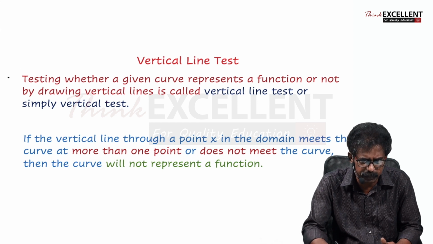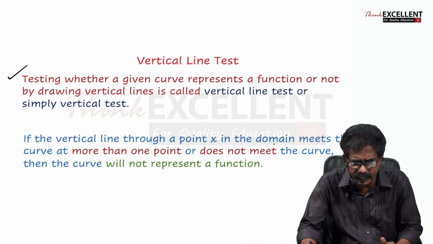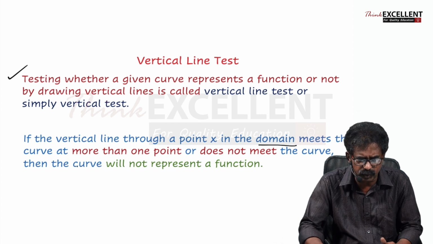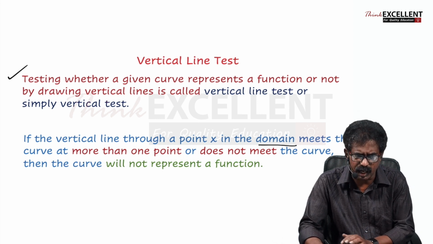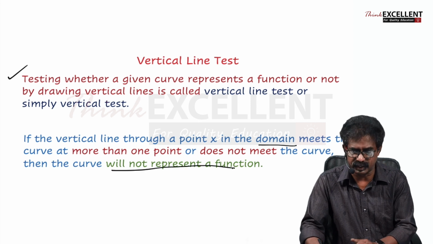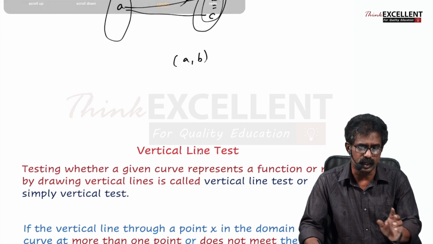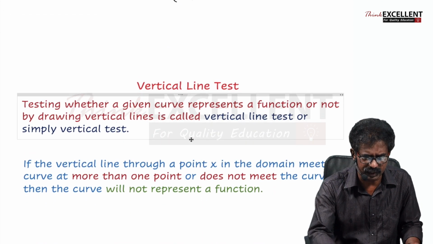So that is the purpose of the test. Then how to test? If the vertical line through a point x in the domain meets a curve at more than one point or does not meet, then it will not represent a function. So it represents a function only if it cuts at only one point. Okay, so that is the vertical line test.